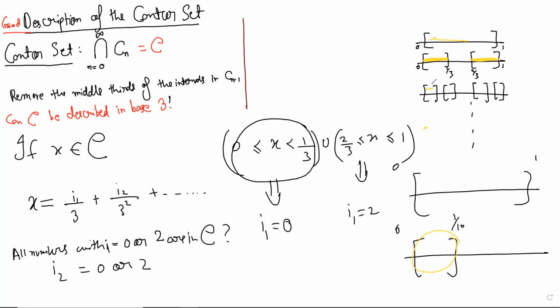No, no. If I take something here in this pink box, then that x would look like 0 by 3 plus 2 by 3 squared. Is that right? But if I take something in this, then that would look like 2 by 3.